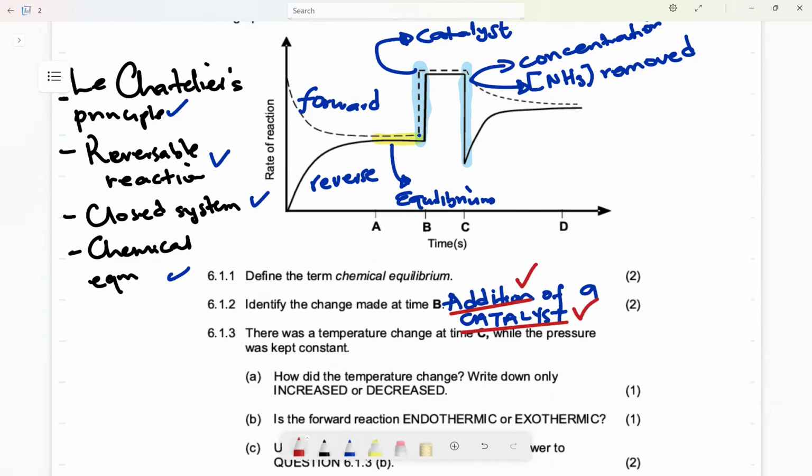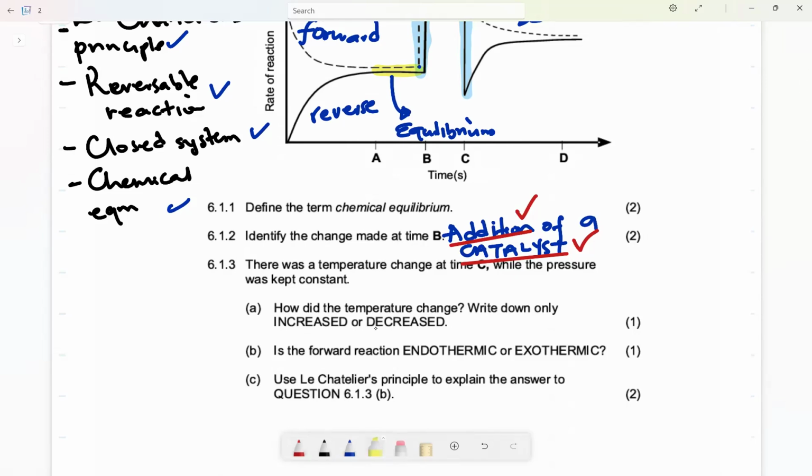Because why? When you say catalyst, we do not have a negative catalyst for now, but what if there was a catalyst there in that direction? If they remove a catalyst, the rate will decrease. But now we'll say it is addition of a catalyst. Here they added a catalyst, okay?